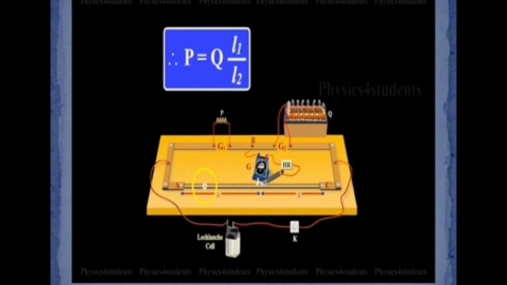So that is the use of the meter bridge to find the unknown resistance P. You know the Q value, then L1, L2 we can calculate from that meter bridge. So using that we can calculate the value of P.